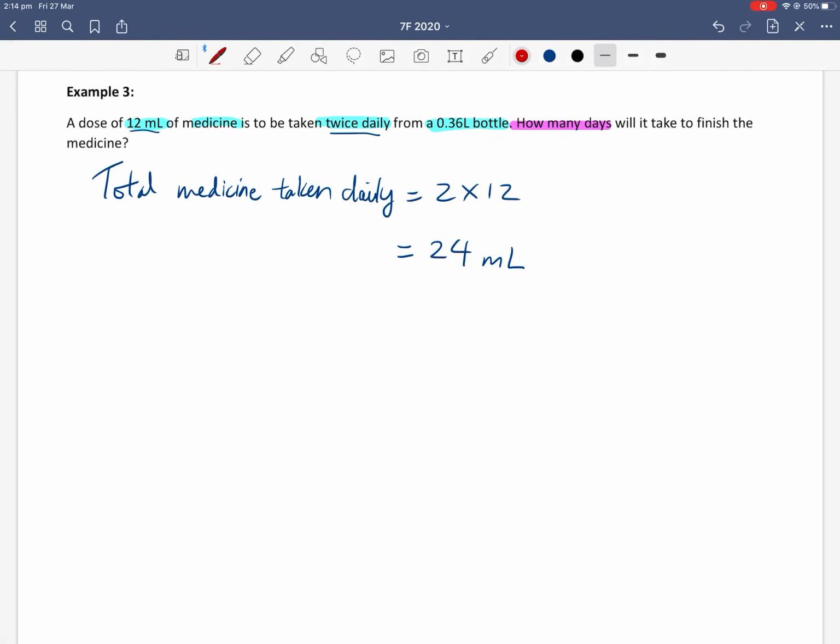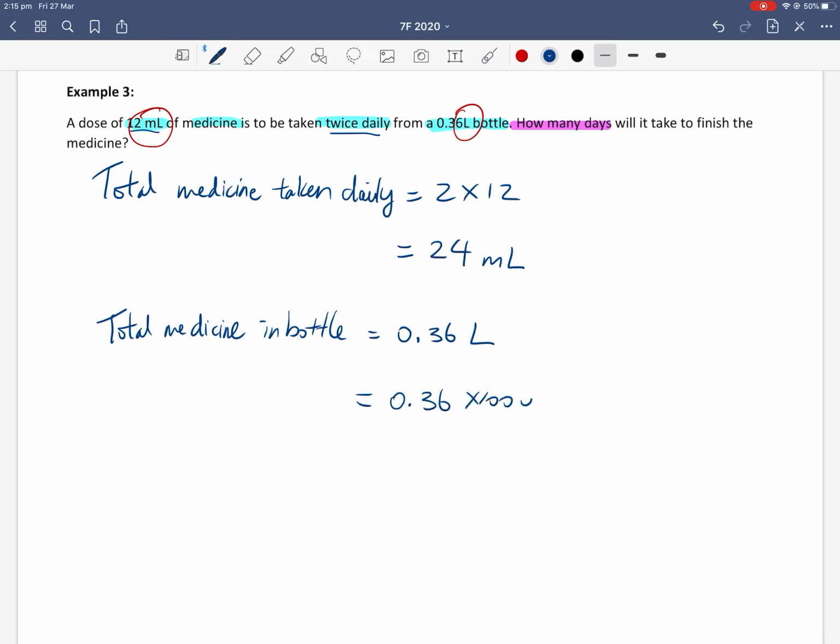Now the problem here is our units are not the same. Our bottle is in liters, our medicine daily is in milliliters. So we need to do a little unit conversion. It'll be easier to convert the liters into milliliters. So English word equals total medicine in bottle is 0.36 liters, which if we convert to milliliters, we need to multiply by 1,000, gives us 360 milliliters.